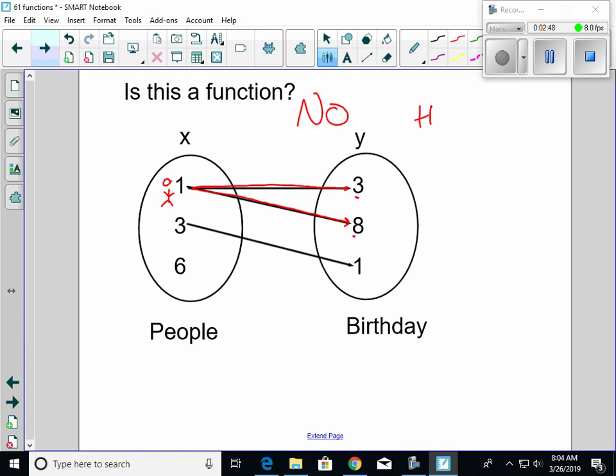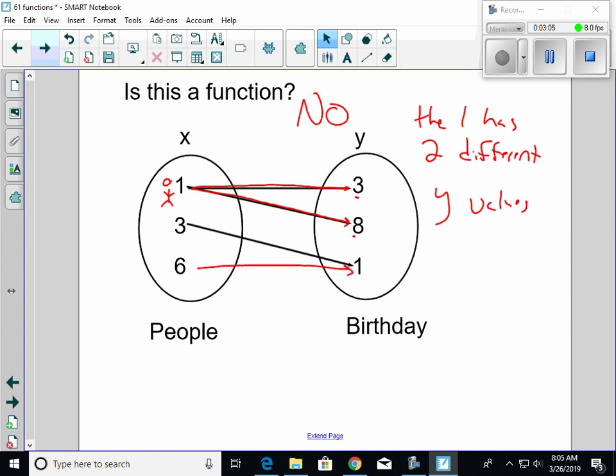Okay, so the 1 has 2 different y values. Okay, I could connect this 6 to something else if I want. Say the 6 goes to the 1, but this one is the important piece. That one person is split into 2 birthdays. That can't happen. That's not a function. And remember, the domain would be these x values. The range would be these y values.